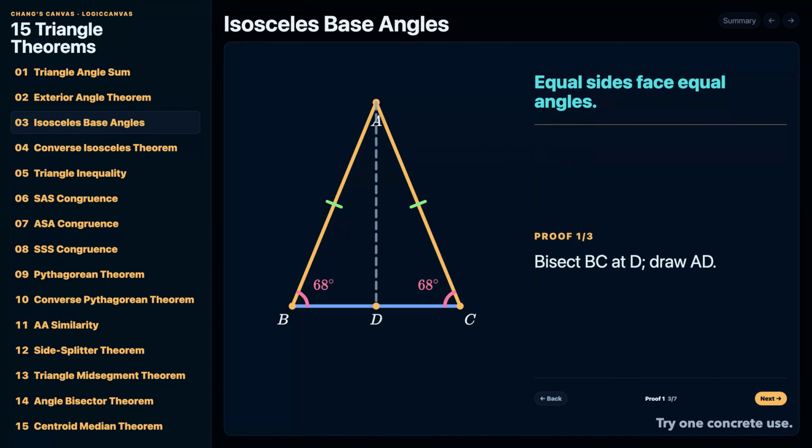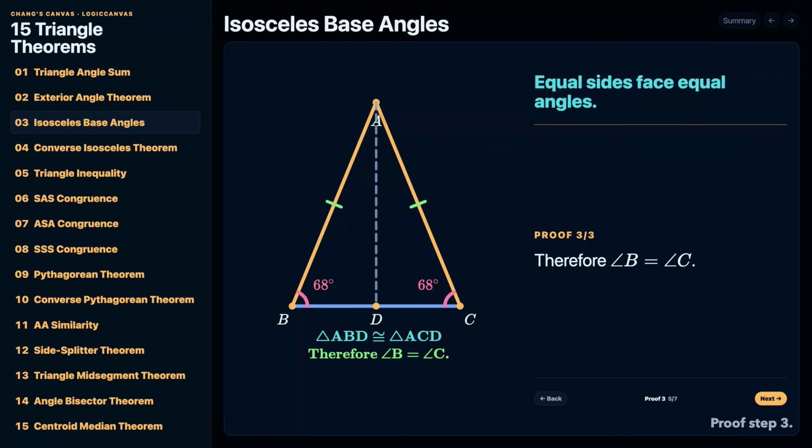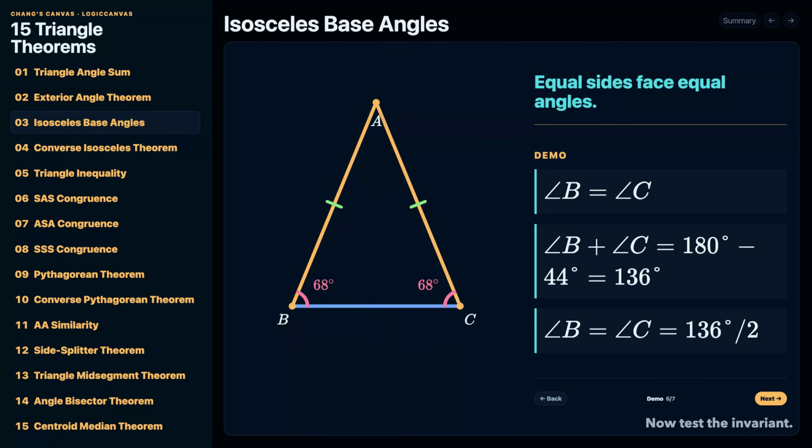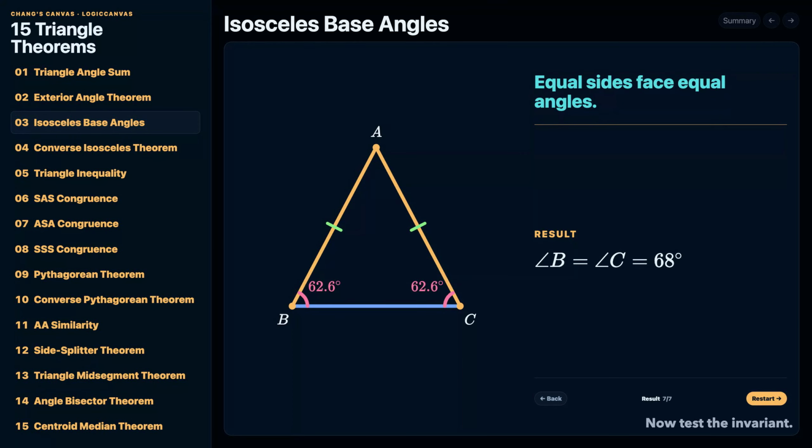For the proof, split the base at its midpoint and join A to point D. Next, the two half triangles match by side-side-side, or SSS. Next, their corresponding base angles must match. Move vertex A along the symmetry line. Sides AB and AC change together, while angles B and C remain equal.